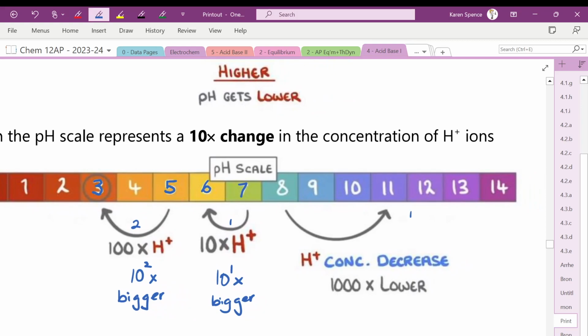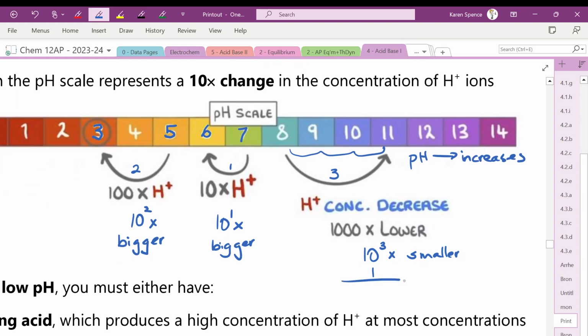As pH increases, let's say we have an increase by 1, 2, 3 units, okay, 3 units. That's actually going to be a concentration 10 to the power of 3 times smaller, okay? Or in other words, it's going to be 1/1000th of what it was originally.